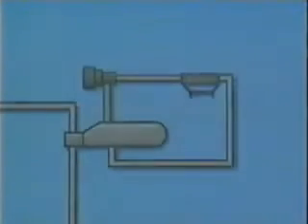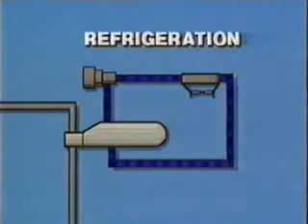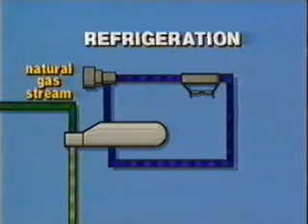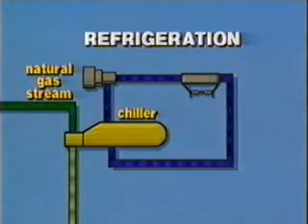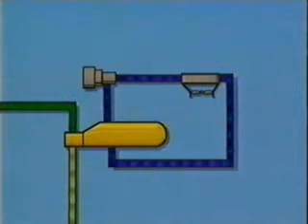Another separation process that's been in use for many years is refrigeration. In the refrigeration process, the natural gas stream passes through a chiller. The chiller basically does the same thing that your home freezer does, only it uses slightly colder temperatures. The chiller cools the natural gas to a temperature range of 0 degrees Fahrenheit to minus 20 degrees Fahrenheit, using either propane or freon as a refrigerant. Chilling causes the heavier hydrocarbons to liquefy. Then they can be separated from the gas.